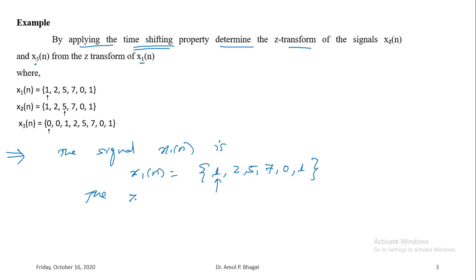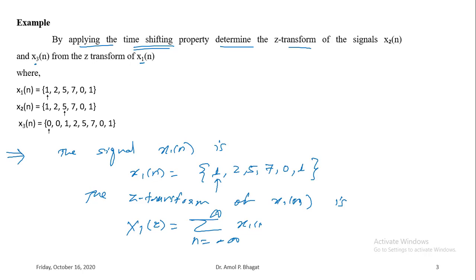So the Z transform of x1 of n will be denoted as x1 of z, and the formula will be summation n equals minus infinity to infinity x1 of n into z to the power minus n, as per the Z transform formula, right.